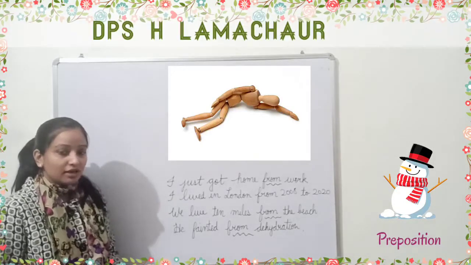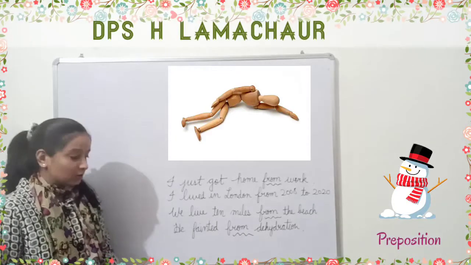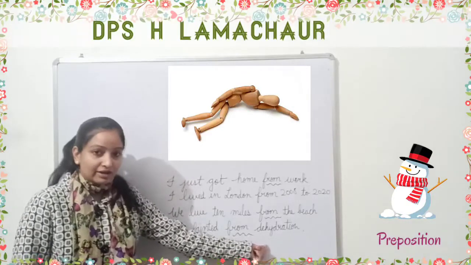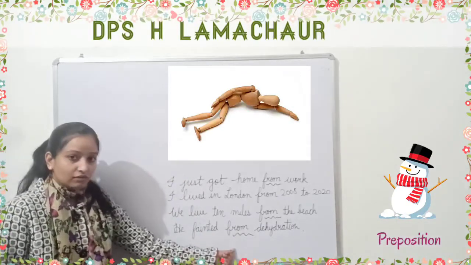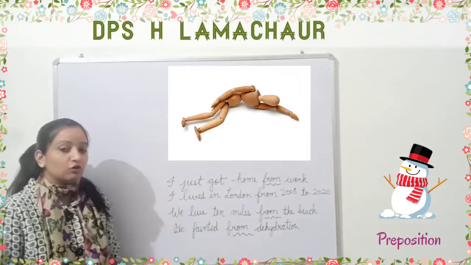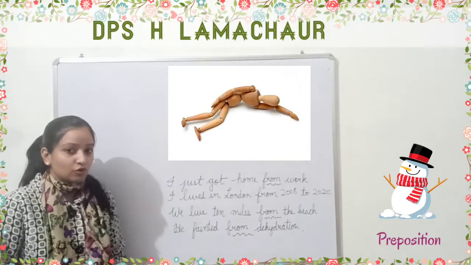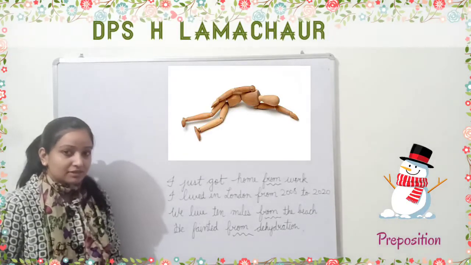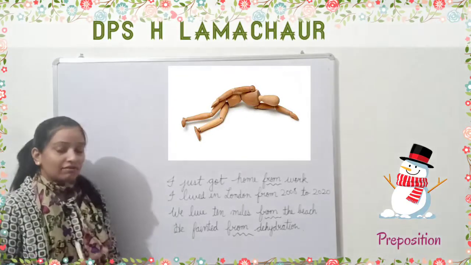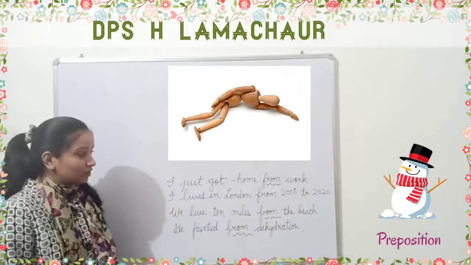One more use is there, that is to express the reason. Like here, he fainted, and what is the reason for fainting? Dehydration. So whenever we have to express the reason, then also we write from. So when do we use the preposition from? When we have to express the reason, and when we are telling about the starting time, then also we use from.